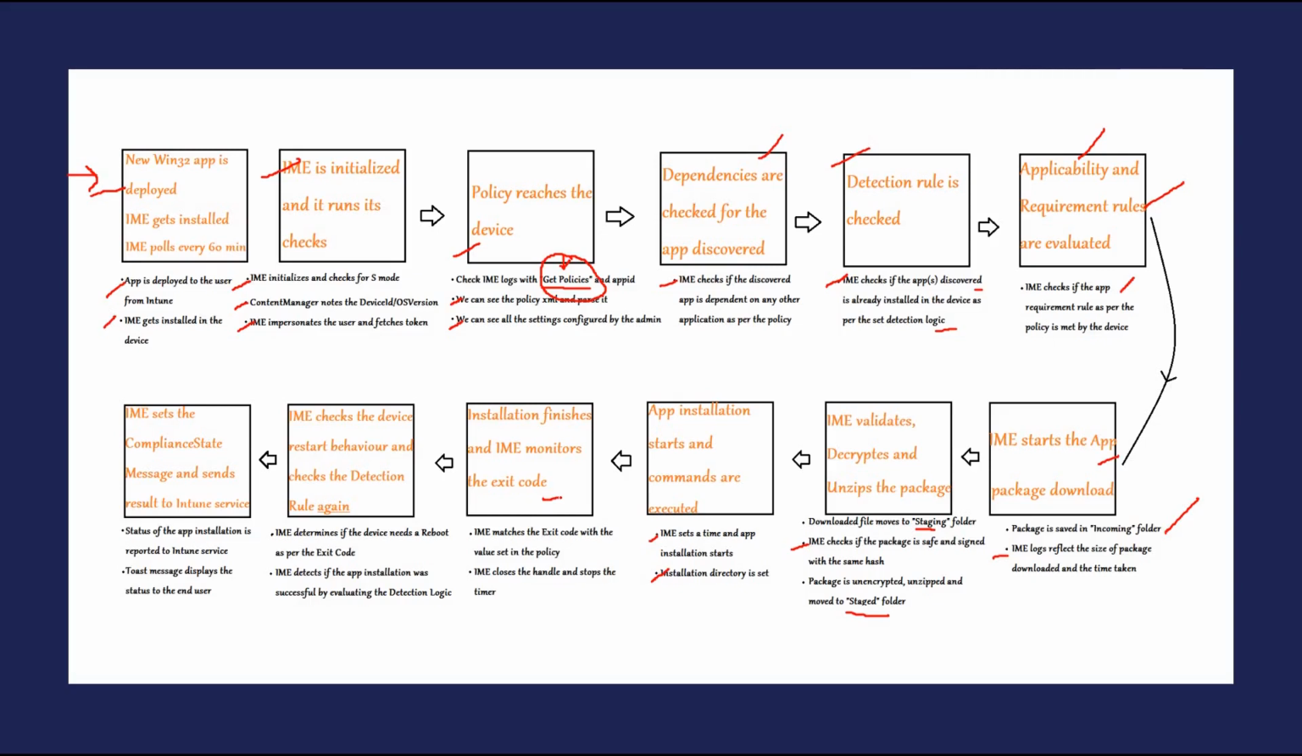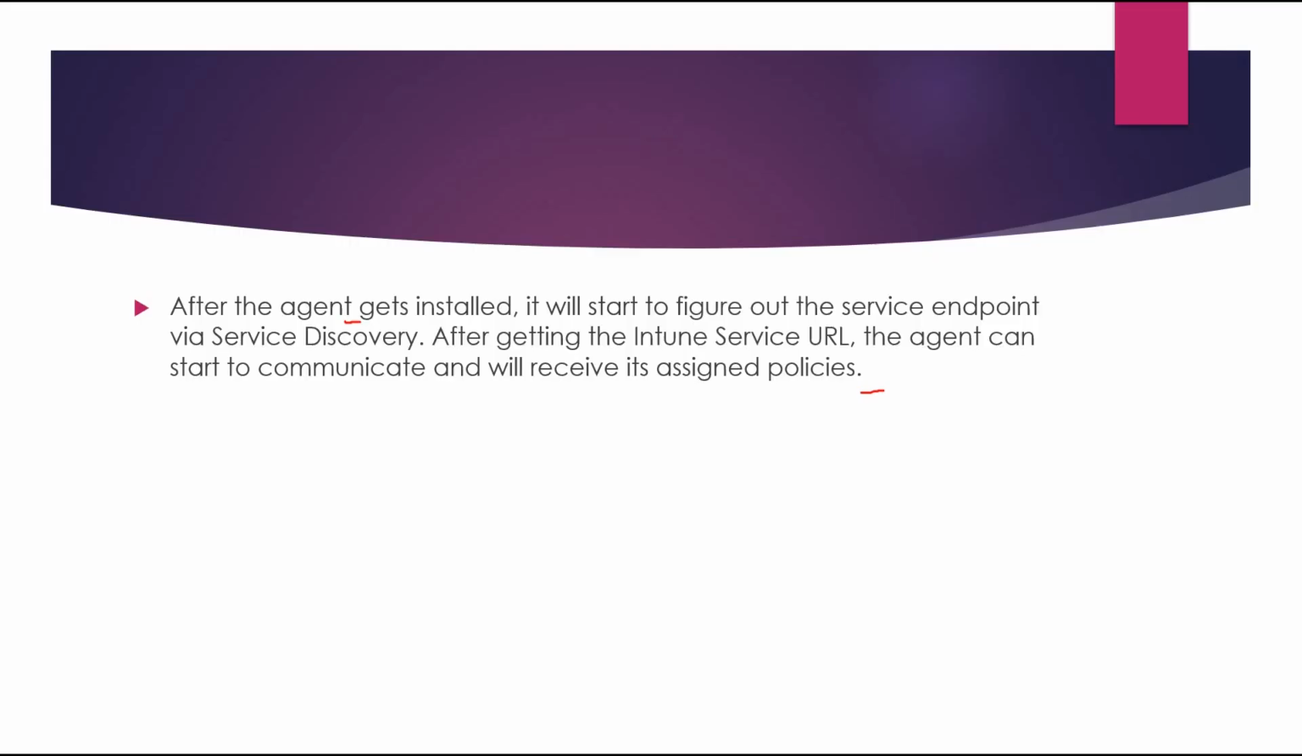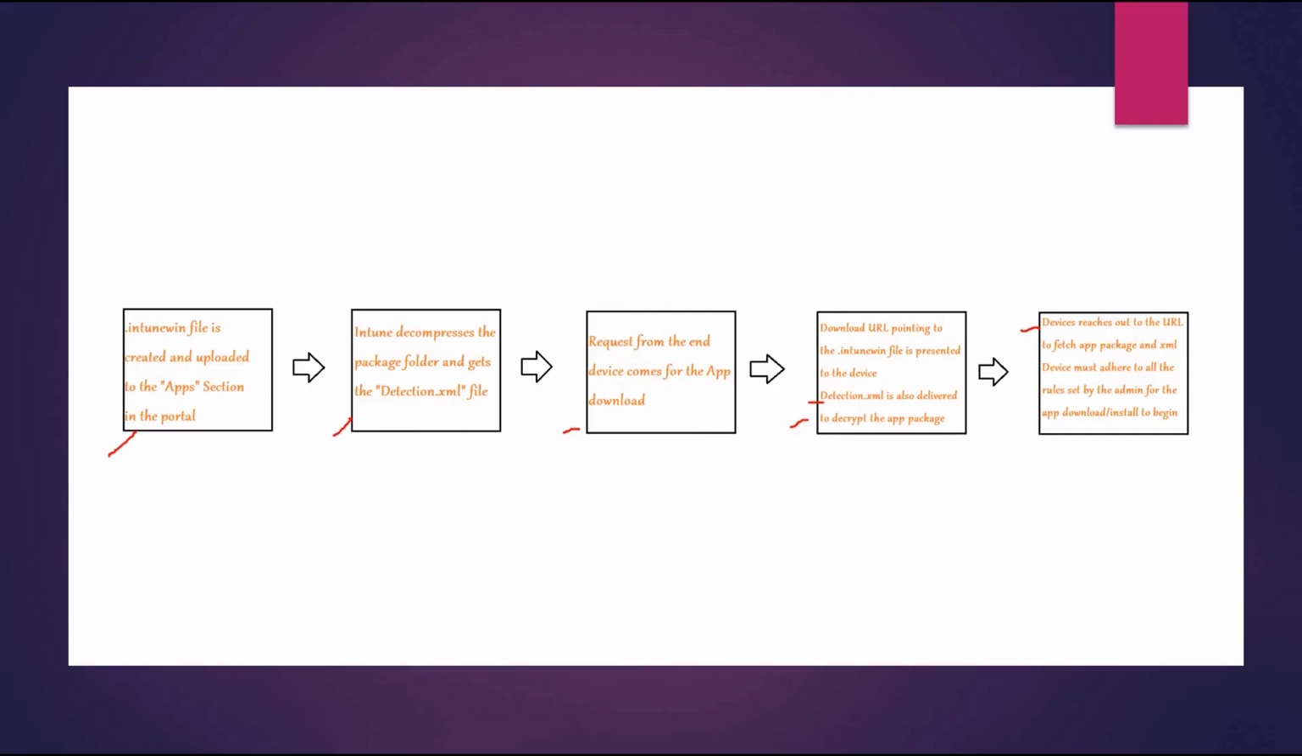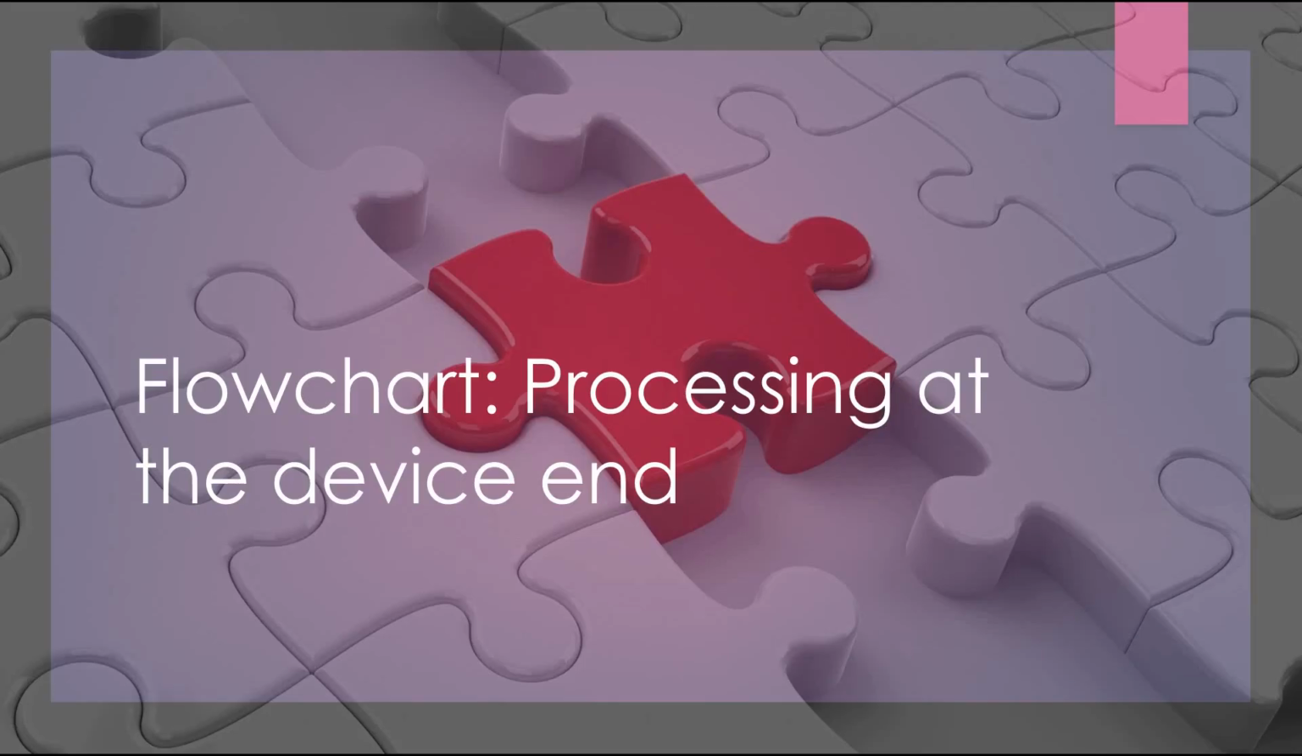So once the installation finishes, it's going to see what the exit code is. If the exit code matches the exit code that we set in the policy, which usually is 0 or 1774 or something like that, 1717, we already saw this, right? So let me just go back. I have already shown this, so I won't go back again.